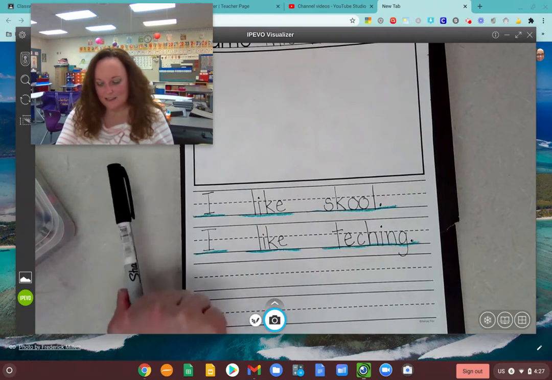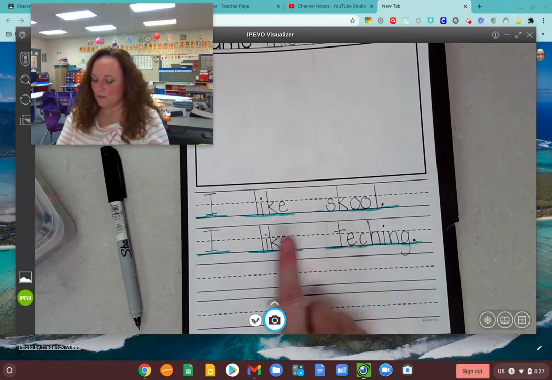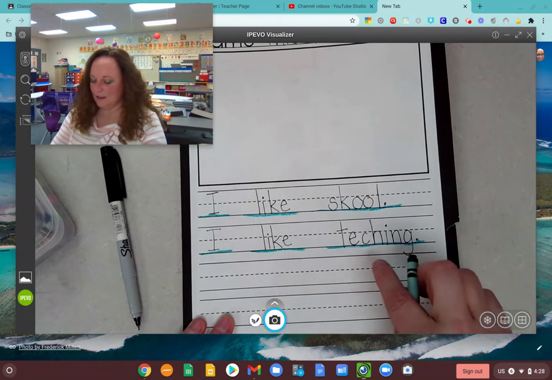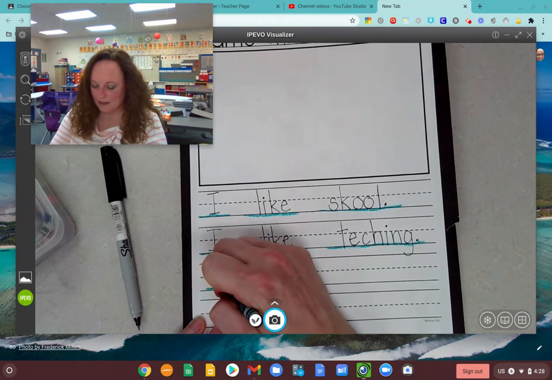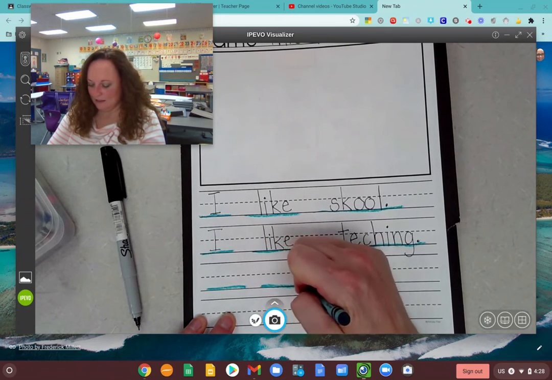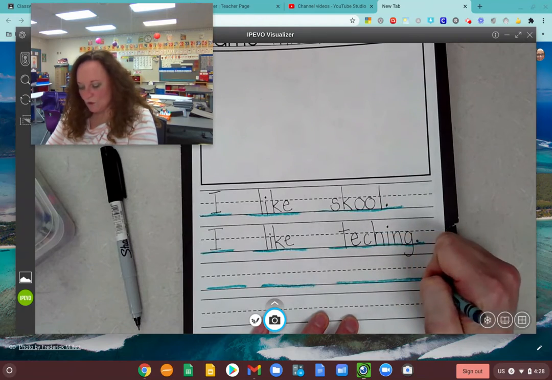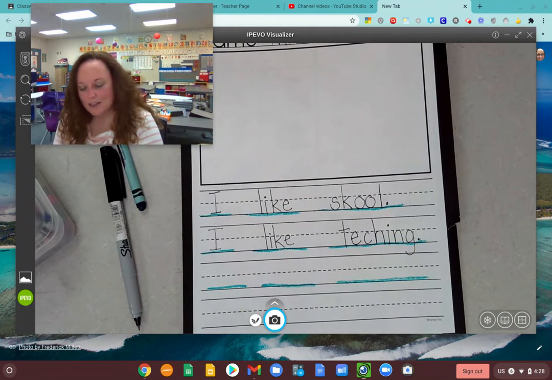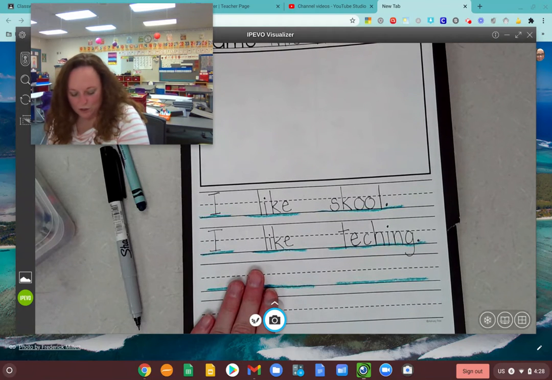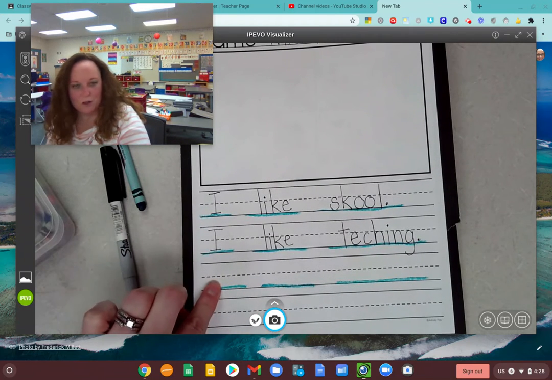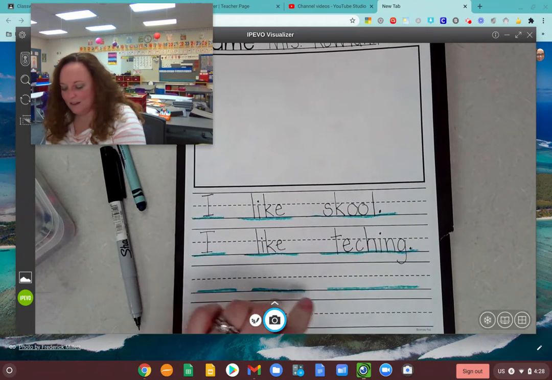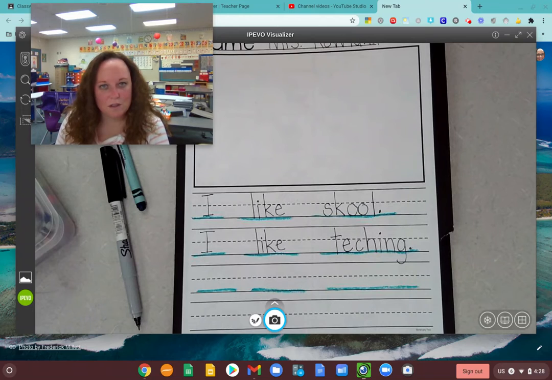My last sentence, I like school. I like teaching. And the last one said, I like students. I'm going to write my line. I like students. Now I know exactly where it is that I need to do my writing, and I know exactly what my first two words are going to be. I know my first word has to be I. I know my second word has to be like. And then my last one is going to be students.